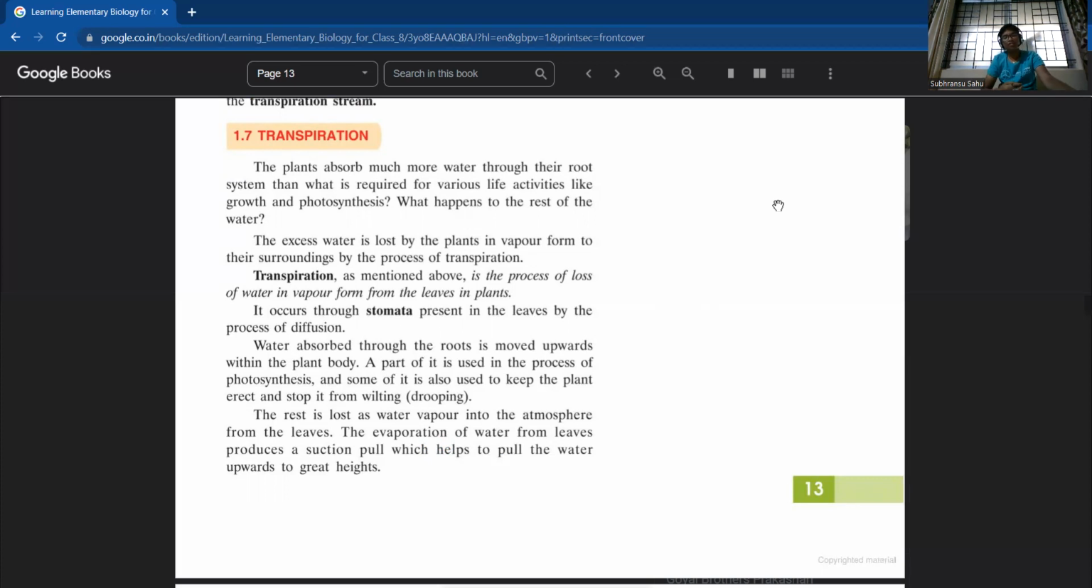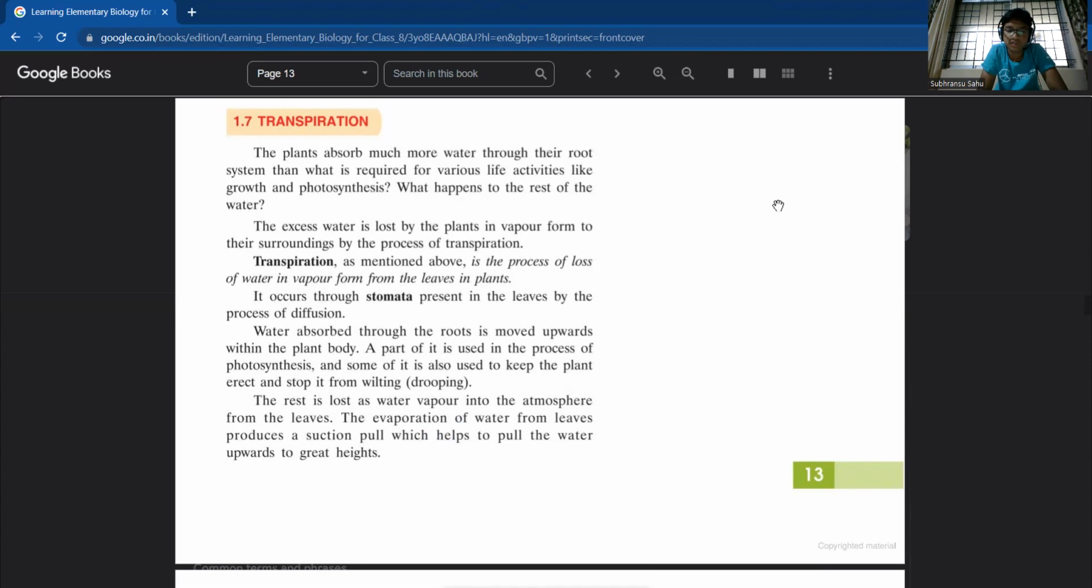Water absorbed through the roots is moved upwards within the plant body. Part of it is used in the process of photosynthesis, and some of it is also used to keep the plant erect and stop it from wilting, which means that the water which is absorbed is used to make the leaves grow, but it also is used to give stability to the stem so that it won't fall. The rest is lost as water vapor into the atmosphere from the leaves. The evaporation of water from leaves produces a suction pull, which helps to pull the water upwards to great heights.